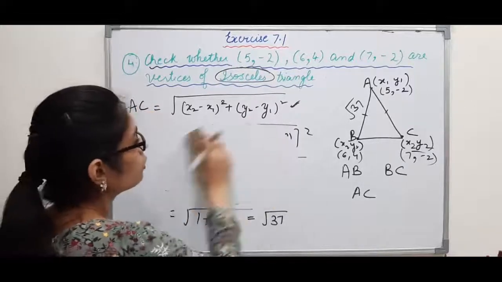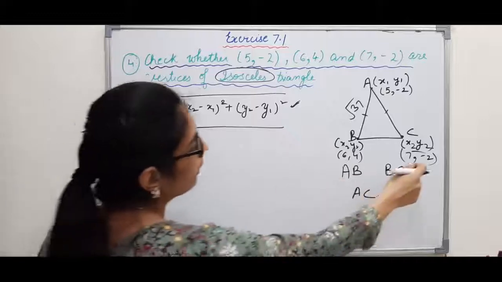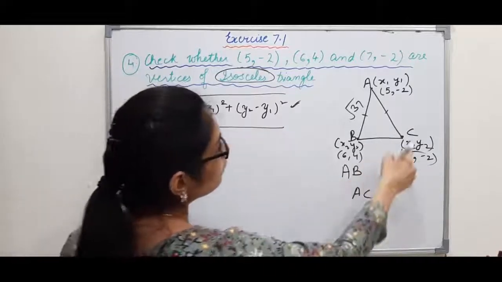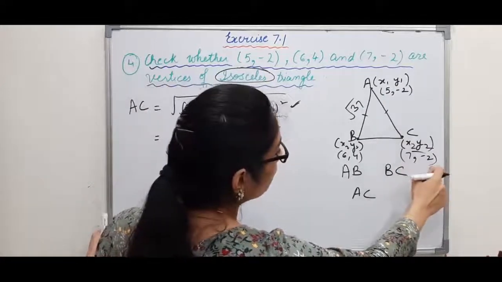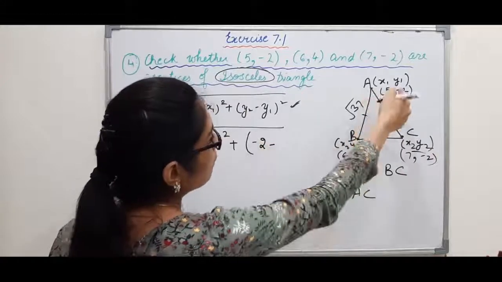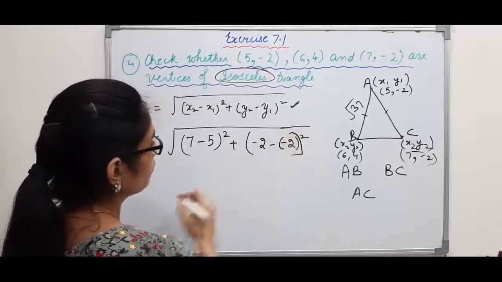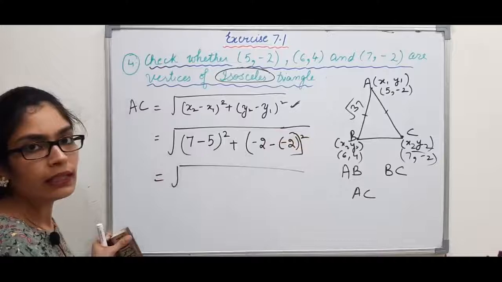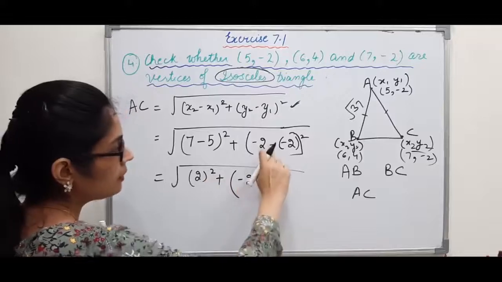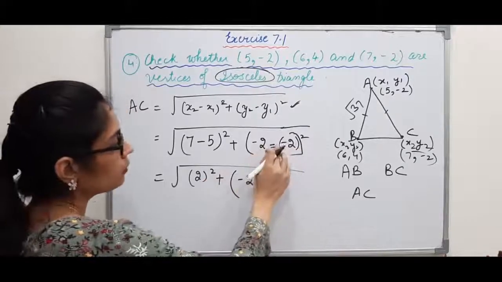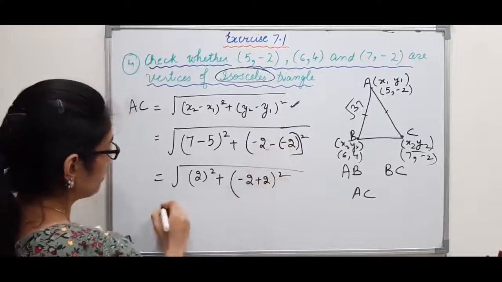Same formula, because we are finding distance. So x2 is 7 minus x1 which is 5 whole square plus y2, minus 2, minus of minus 2 whole square. 7 minus 5 is 2 square plus 2. Minus and minus, two signs together we have to make it one sign, it is plus 2 whole square.